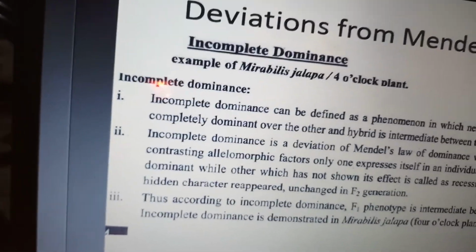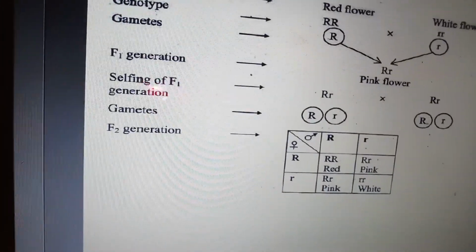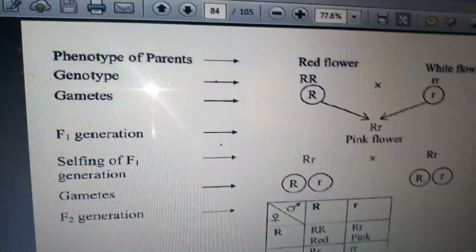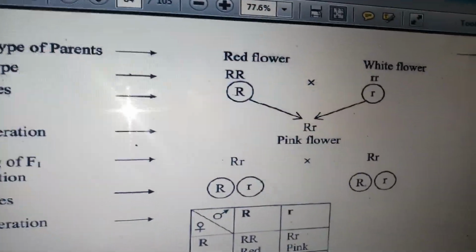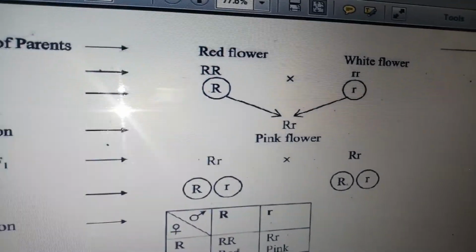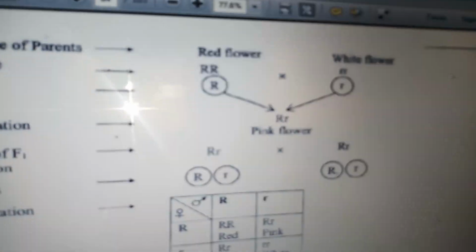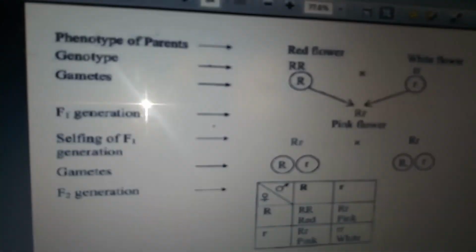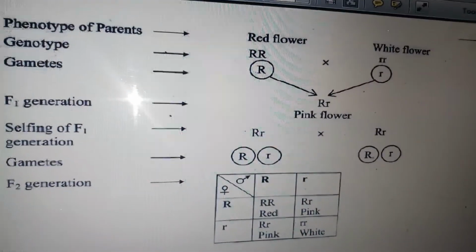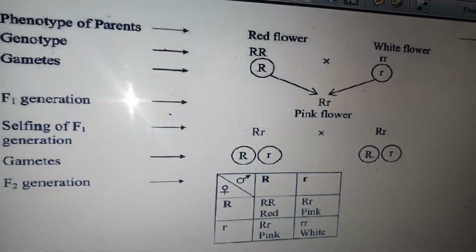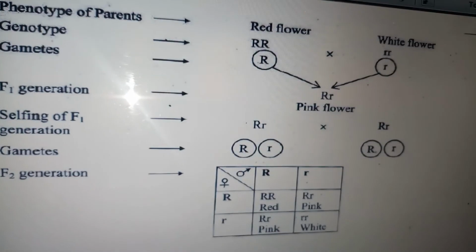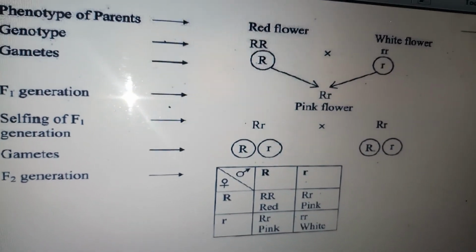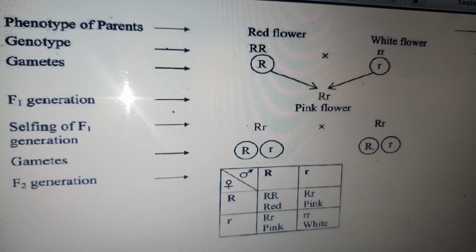Incomplete dominance is demonstrated by Mirabilis jalapa, the 4 o'clock plant, and you can see in the example given below that when a red flower, capital R, is crossed with a white flower, small r, the gametes are capital R and small r, and in the F1 generation a pink flower with capital R small r is produced, that is an intermediate character.